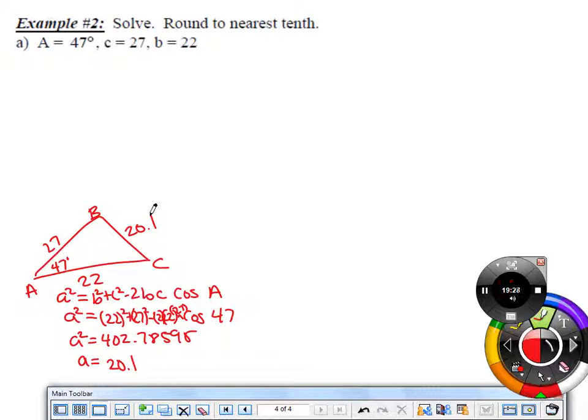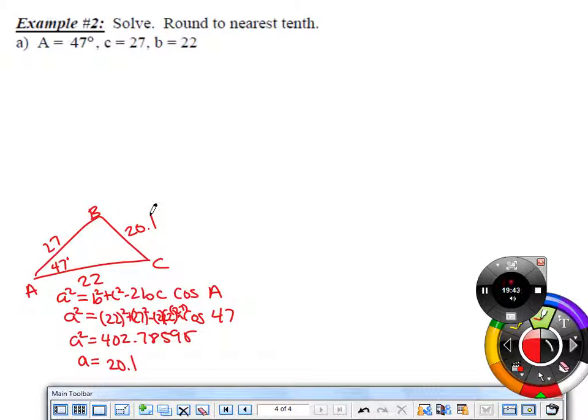But the directions here weren't just to find side A. They were to solve the whole triangle. So I still need to find angle B and angle C. Luke? Yes. Now you can use the law of sines.